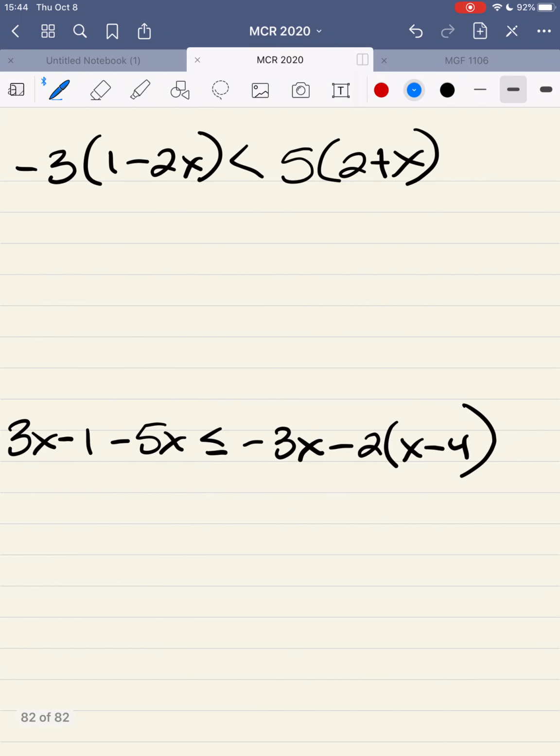Right, I've got 2 more for you here. I totally encourage these last 2, that you try them and then watch the video, make sure that you solved it correctly, and then move on to your exercises that you have assigned for today.